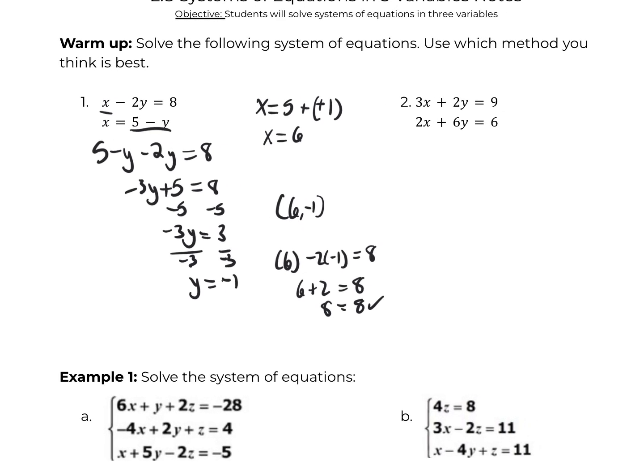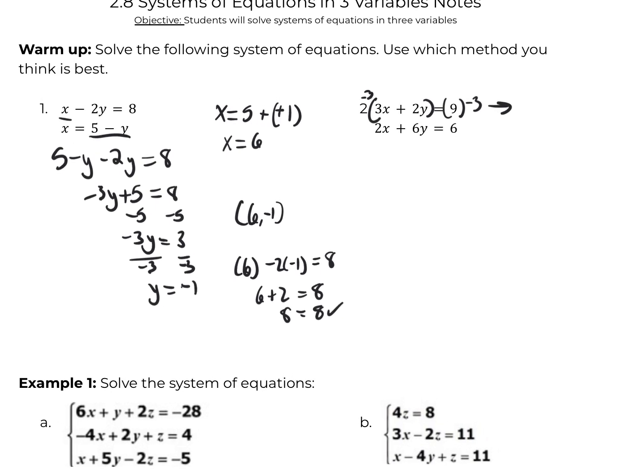Alright, the next equation system, we have 3x plus 2y equals 9, 2x plus 6y equals 6. We just need to create an opposite pair. An easy way to create an opposite pair would be to turn the y's on top into a negative 6. So I just multiply that by a negative 3. And so when I do that, negative 3 times 3x is negative 9x. Negative 3 times 2y is negative 6y. And 9 times negative 3 is negative 27. Bring this one over, didn't do anything to it: 2x plus 6y equals 6.